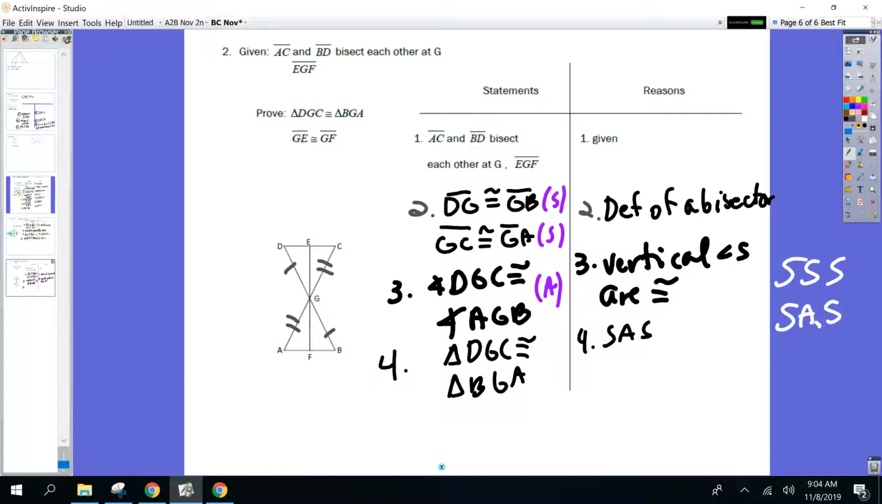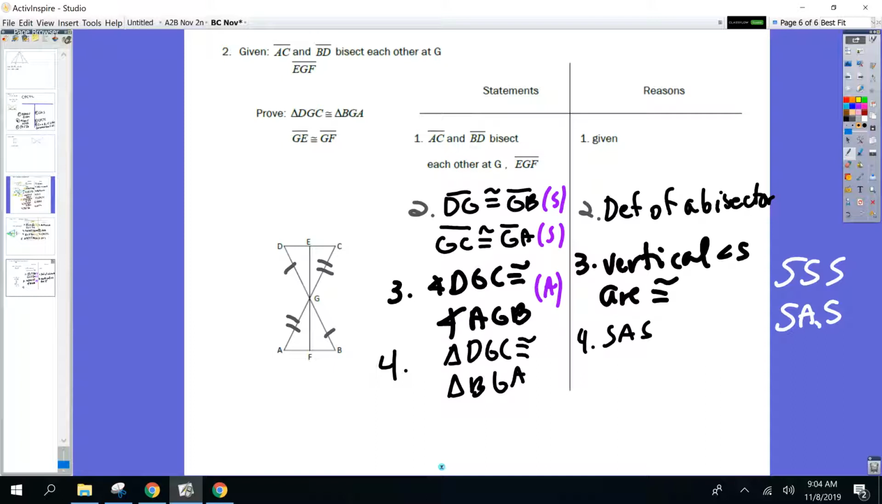Prove GE and GF are congruent. Can I just finish this in step 5 and say they're congruent by CPCTC? No, good, because they're not sides in these triangles we just proved congruent by side angle side. So it's not going to be CPCTC and I'm done. All right, so how do I get them congruent? Probably prove what first? Triangles that contain them. So I can say CPCTC at the end.